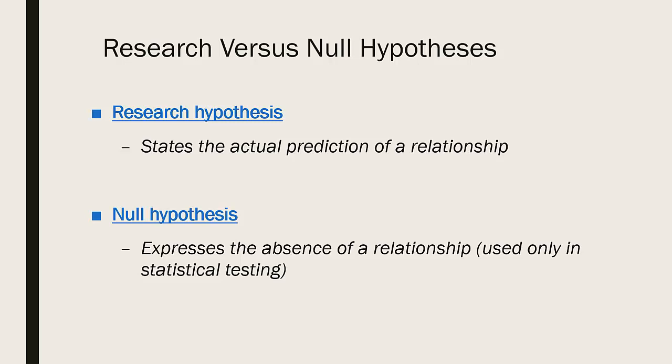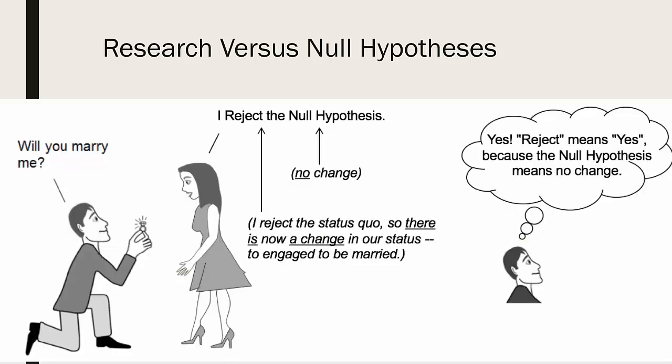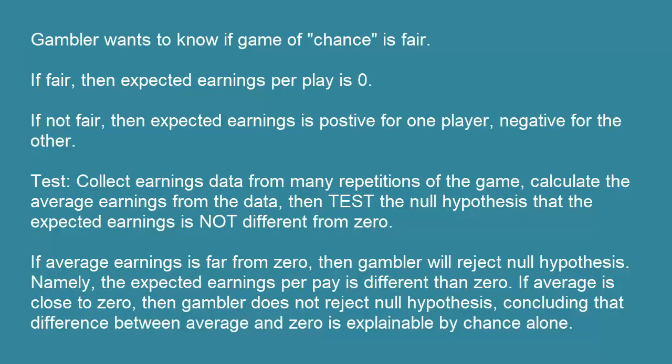A null hypothesis is a type of hypothesis used in statistics that proposes that there is really no difference between certain characteristics of a population or data generating processes. For example, somebody goes into a casino and gambles. A gambler may be interested in whether a game of chance is fair. If it is fair, then the expected earnings per play is 0 for both players.